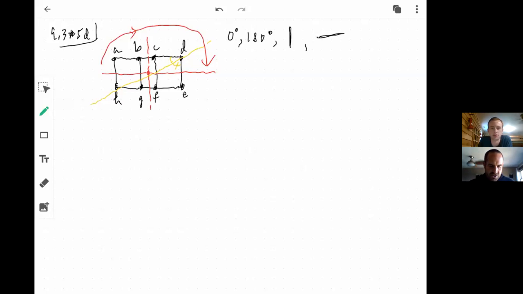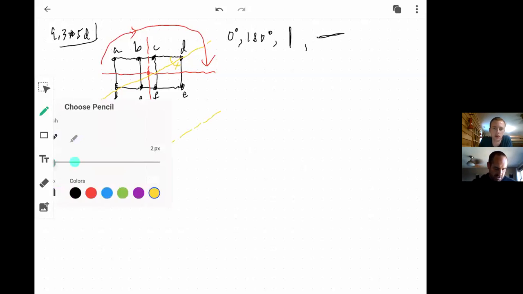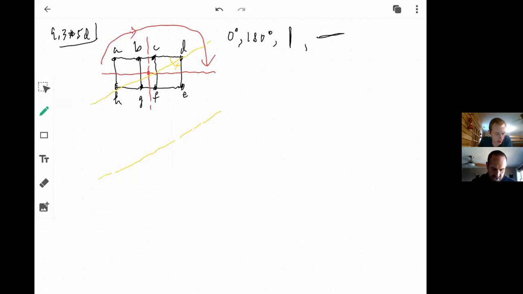So if I reflect this across here, let's see if I can try to draw the reflected image down here. D is going to stay where it was, right? H is going to stay where it was. I think it's going to be something like this.